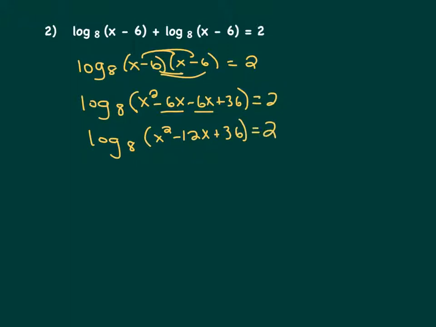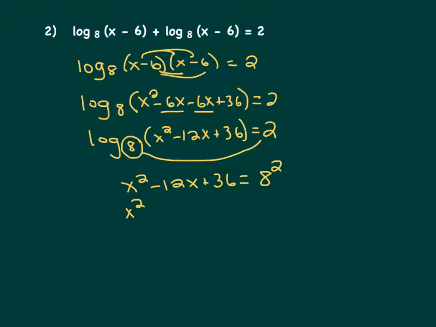All right, well now, if you have log on one side of the equation and not the other, what we want to do to get rid of the word log is we circle the base and run the race. So that's going to leave us with x squared minus 12x plus 36, and we move this 8 over to the other side of the equation as the base on the 2. So this is going to be 8 squared. Now we know that 8 squared is equal to 64, so we'll just rewrite this with a 64 on the right-hand side of the equation.